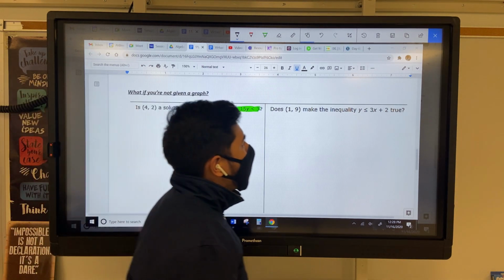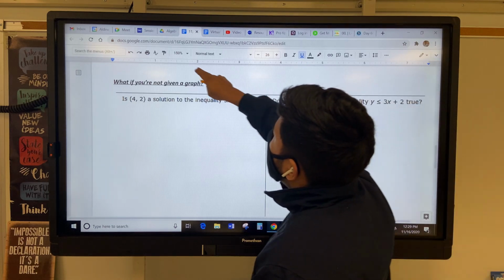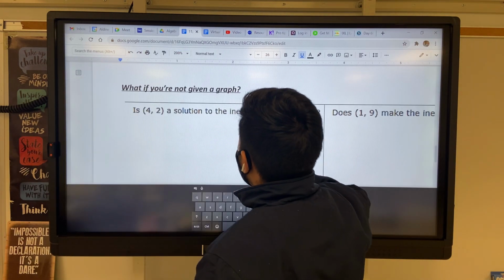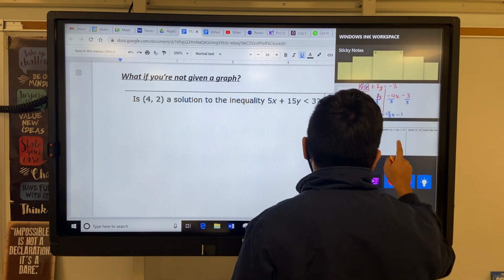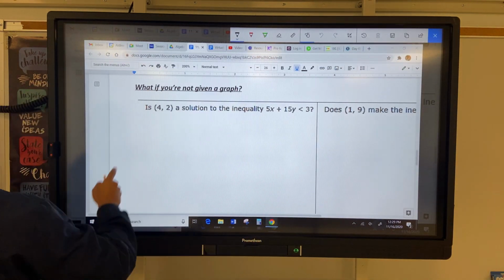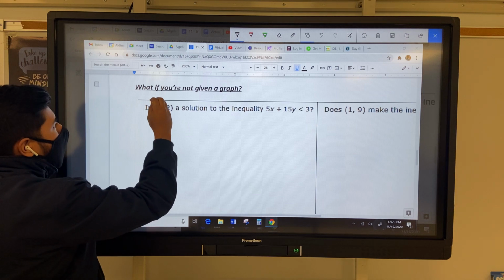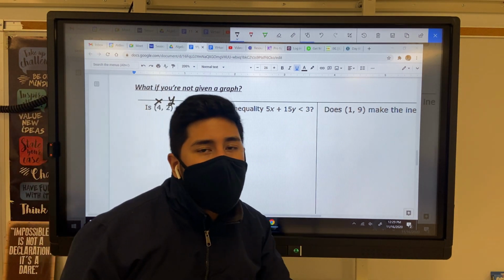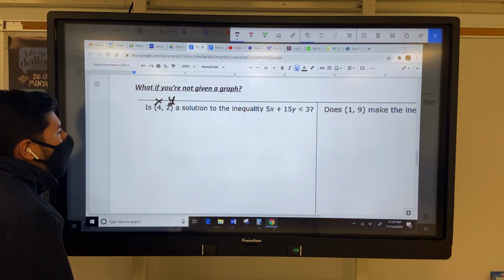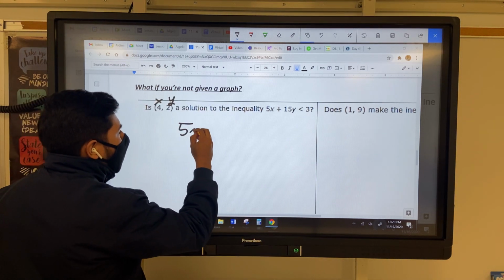Hopefully you know that 4 and 2. Let me zoom in a little bit. Let's zoom in a little bit. Can I zoom in more? Doesn't look like it. That's all right. 4 and 2, I should know that 4 is x, 2 is y. And I'm going to use these numbers to tell me if this statement is true or false. Check it out. Write this down.